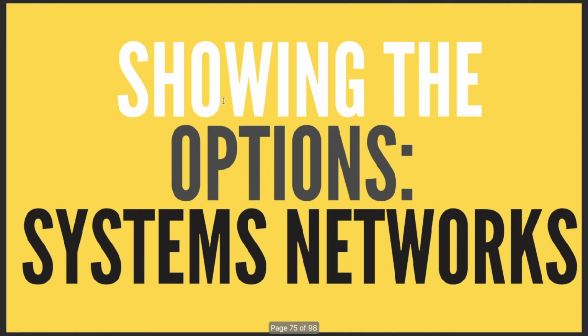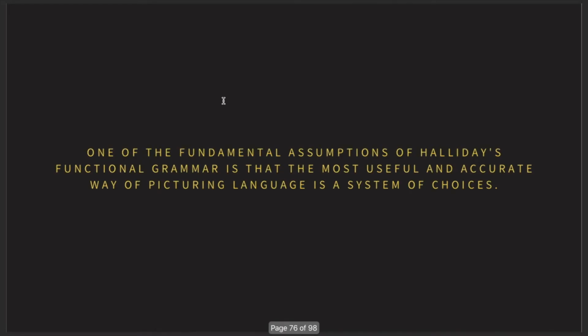So let's proceed now to showing the options, which is the system networks. It means to say that one of the fundamental assumptions of Halliday's functional grammar is that the most useful and accurate way of picturing language is a system of choices.